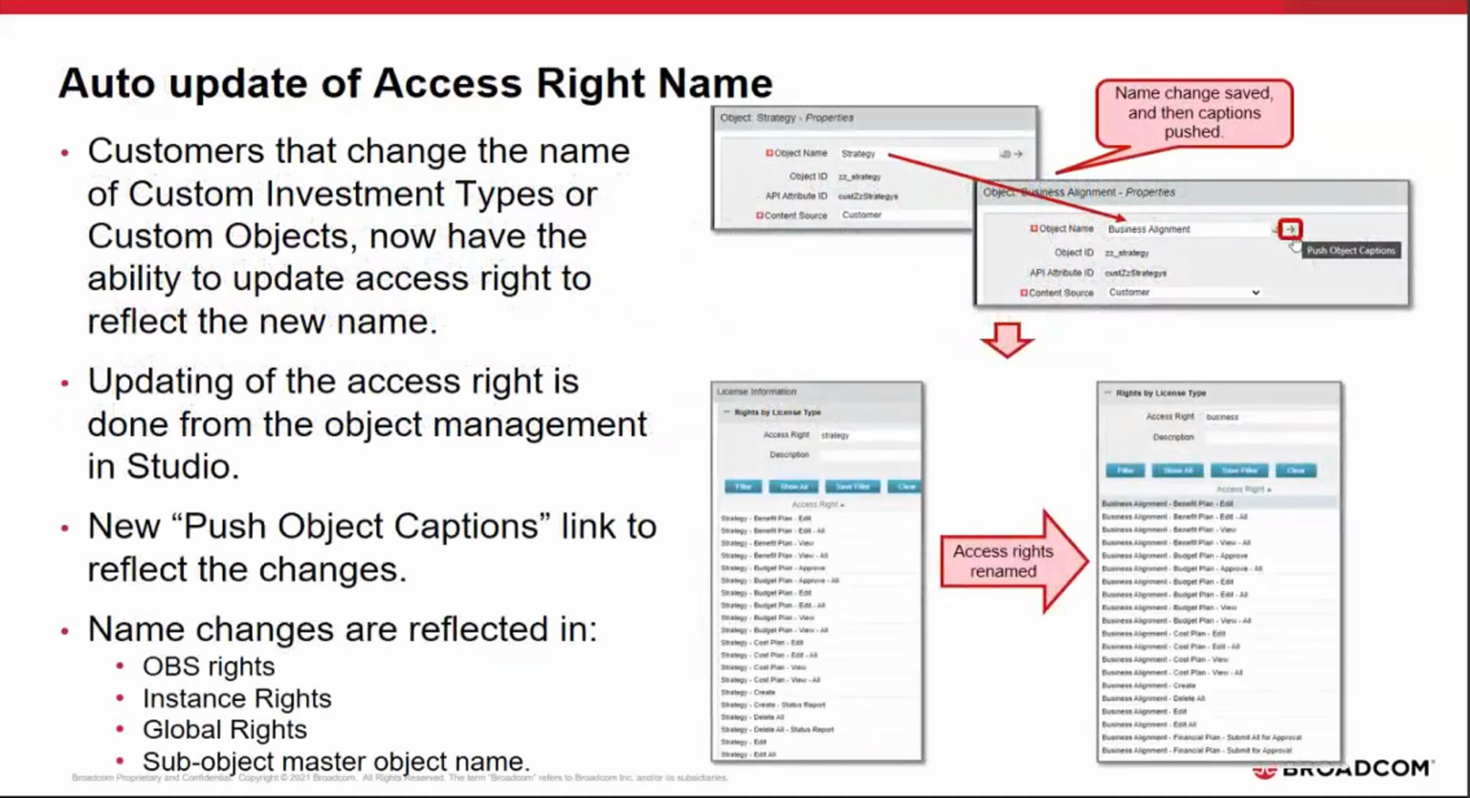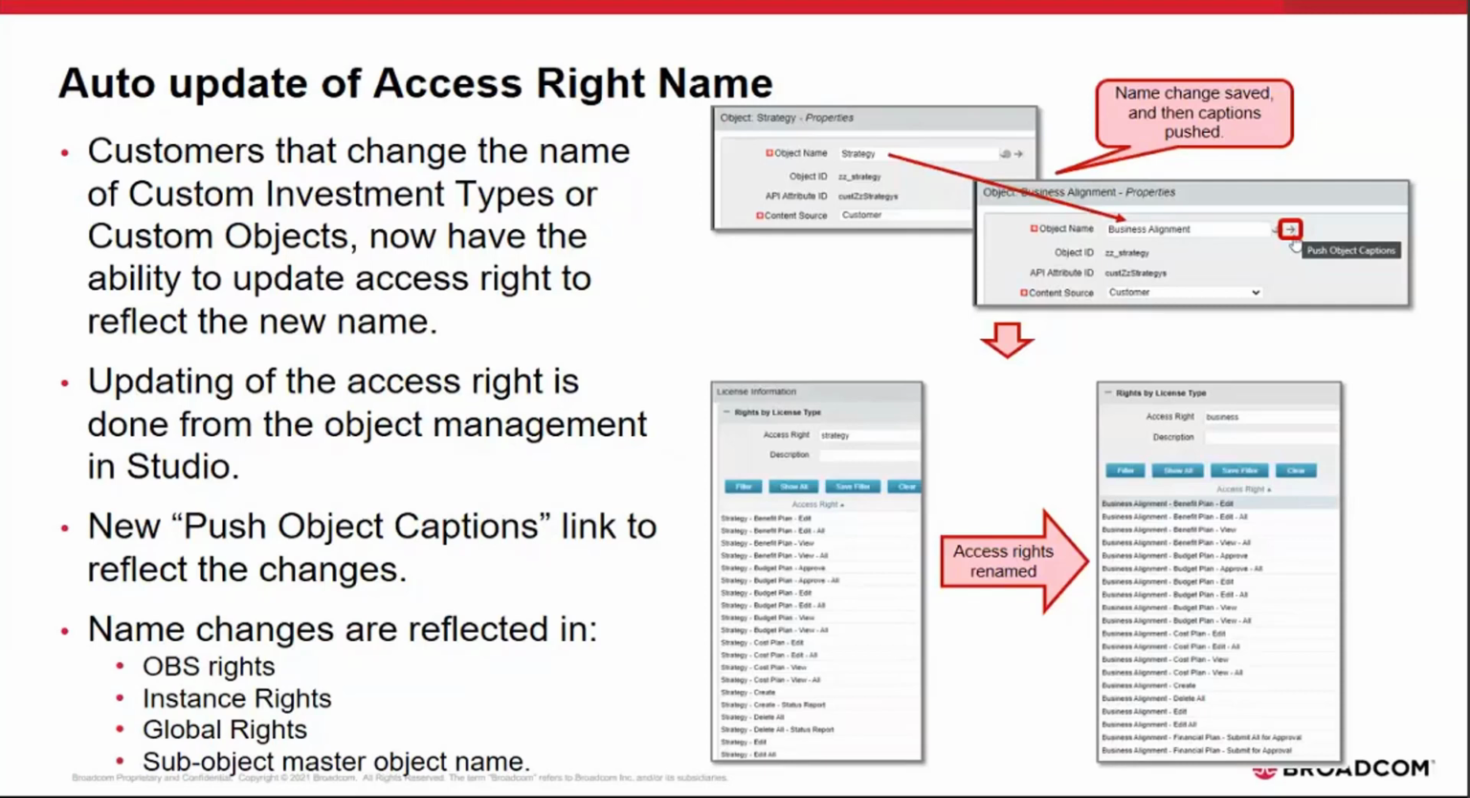So let's talk about the first enhancement that we'll cover, which is the auto update of AccessRight name. Customers that change the custom investment type or custom object names will notice that in prior releases of Clarity, once the name is changed, the AccessRight name still remains the same original name that it was when that specific object was created.